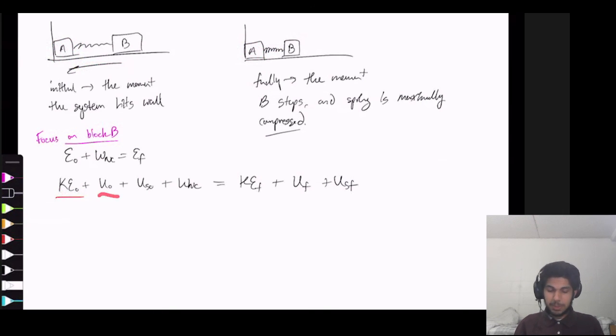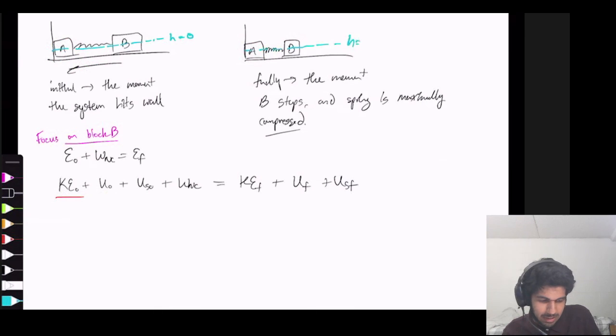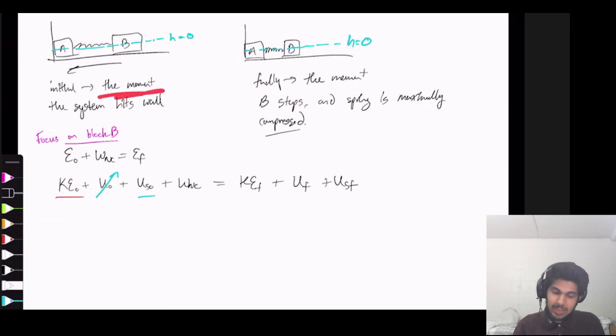Is there potential energy? Well, we should probably define h equals 0. So we'll just say that somewhere here is h equals 0, and I didn't draw it level, but since it's the same situation, that's also h equals 0. So with that definition, there is no potential energy initially. Is there spring potential energy initially? No, because we're looking at the moment the system hits the wall, so this spring is still in equilibrium at that moment. Later on it won't be, but at that moment there's no potential energy in the spring.